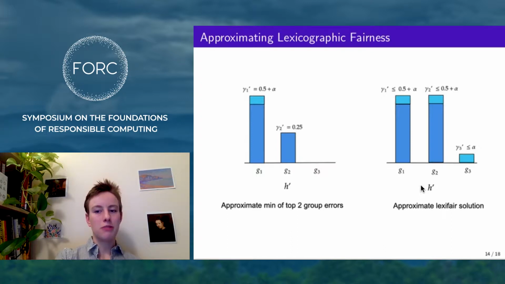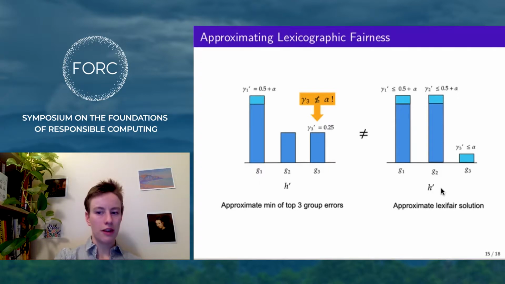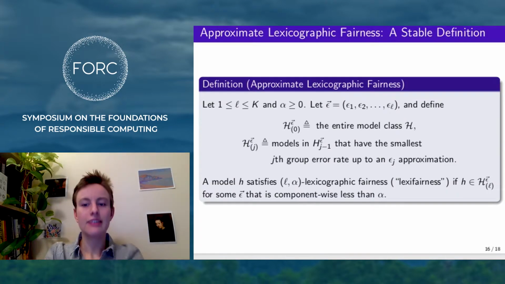The problem comes in minimizing the third largest group error. Because the second group error is so much lower, there may be solutions where the third group error is much higher. But in the true lexifair solution, the third group error was 0, right? So we can't guarantee that our approximate solution puts less than or equal to alpha of the error rate onto group 3. So we can't meet this definition. Instead, we provide a stable definition, where the error of the jth group is defined recursively in terms of the previously approximately minimized group errors, which are bounded by some vector of epsilons, which are component-wise less than alpha.